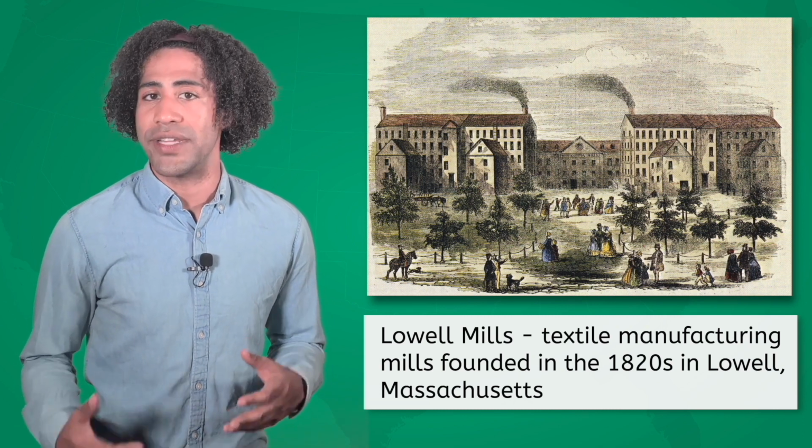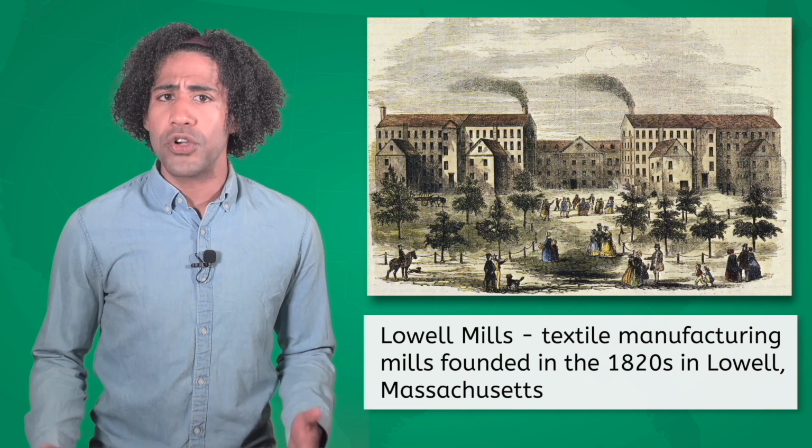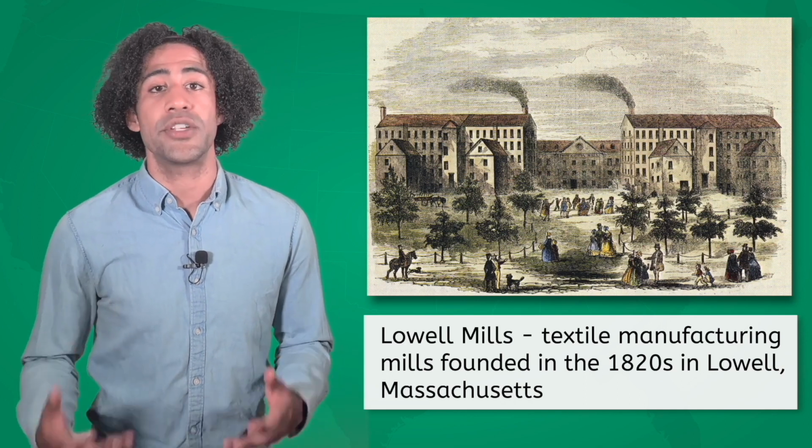They symbolized the transition of the United States from a largely agrarian society to an industrialized nation. During the industrial era in the United States, the Lowell Mills pioneered the Lowell system, which is a type of vertical integration.